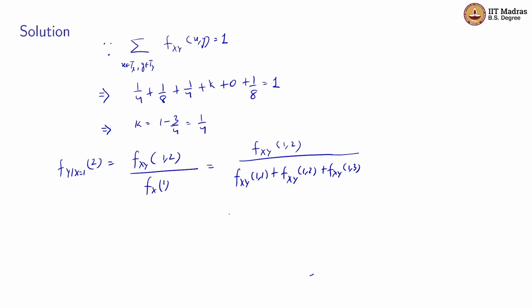So from the table, now we simply have to substitute the values. So this is the joint probability that x is equal to 1, y is equal to 2, which is 1 by 4, divided by 1 by 8 for joint probability that x is equal to 1 and y is equal to 1, plus 1 by 4 for joint probability that x is equal to 1 and y is equal to 2, plus joint probability that x is equal to 1 and y is equal to 3. This will be 1 by 8. So on first multiplication, this is 1 by 4 divided by 1 by 2, and this is equal to 1 by 2, and this is our required answer.